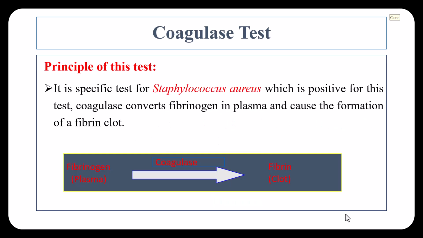The principle of this test depends on the ability of the coagulase enzyme to react with the plasma fibrinogen and convert it into fibrin, which results in a visible clot formation. So the positive one leads to clot formation, while the negative one shows no clot formation.